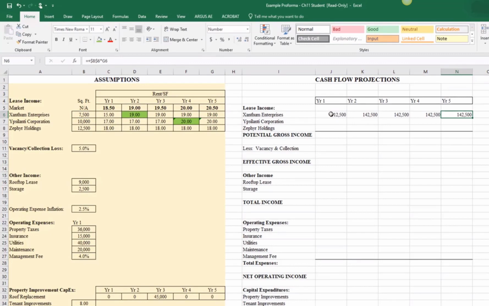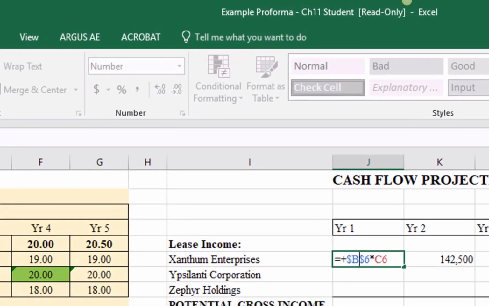Now what I'd really like to do is copy this down now to Ypsilanti and Zephyr, but my absolute reference is going to mess things up. So I'm going to change this reference not to be locked on cell B6, but I want it to stay in column B. So to do that, I'm going to toggle through and just make sure I have a $ in front of the B. So if I hit F4, that changes what the absolute reference is, whether it's locked row, locked column, or locked row and column. Right now it's a floating reference. It's a relative reference.